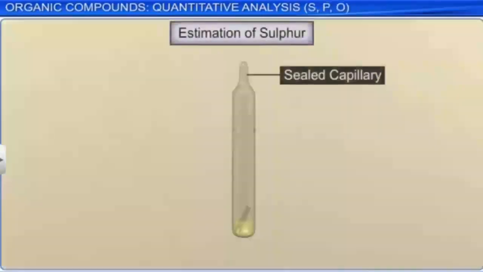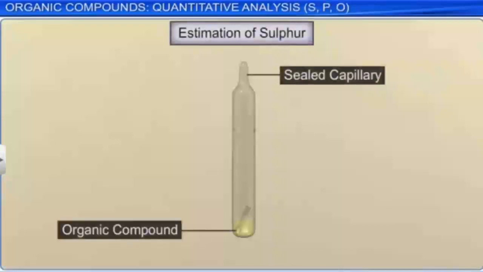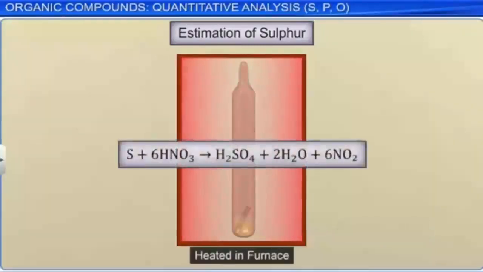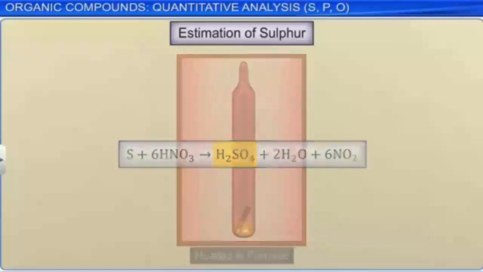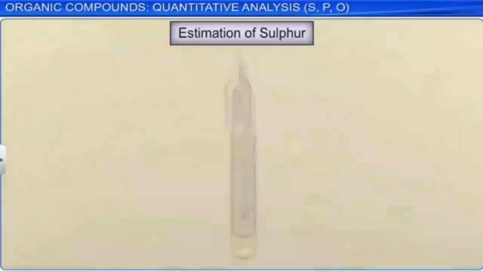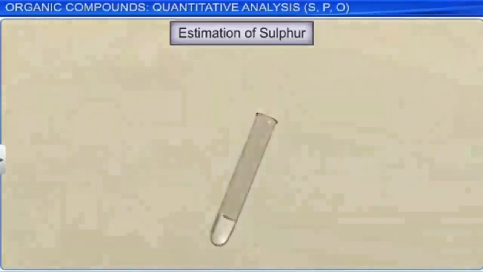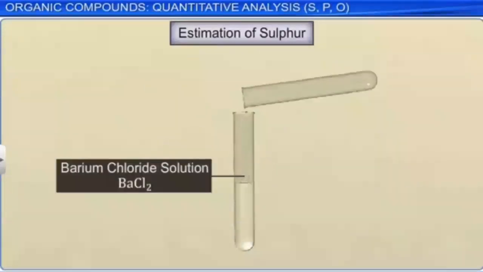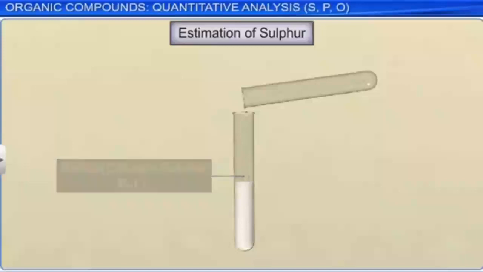To estimate sulfur present in the given organic compound, a known mass of the organic compound is taken in a Carius tube and heated with sodium peroxide or fuming nitric acid. The sulfur present in the compound is oxidized to sulfuric acid. The acid is cooled and treated with excess of aqueous barium chloride solution. It gives a precipitate of barium sulfate.